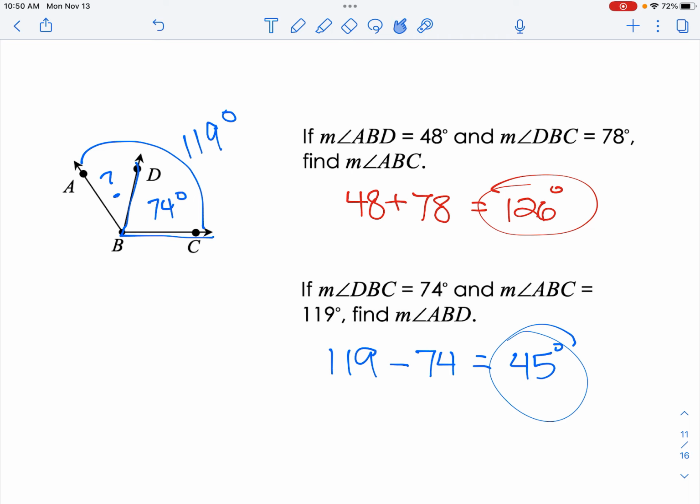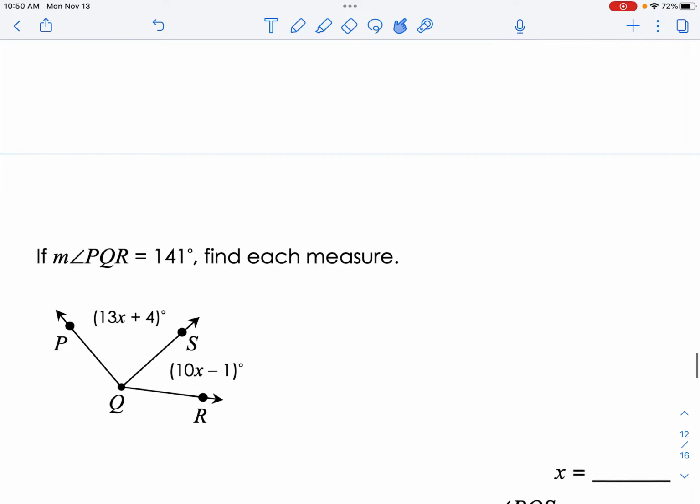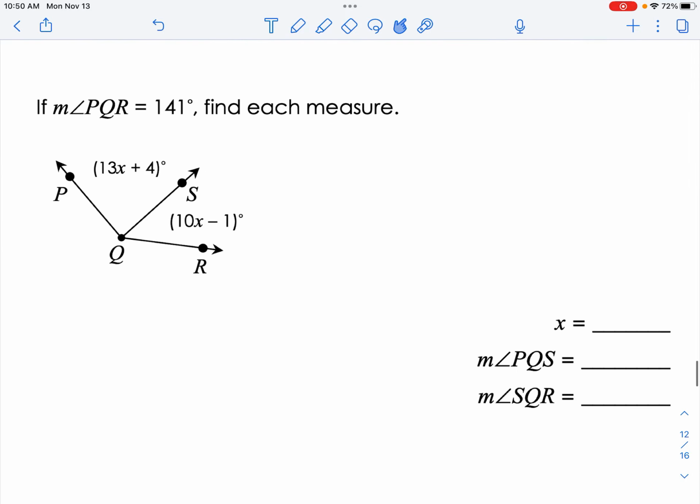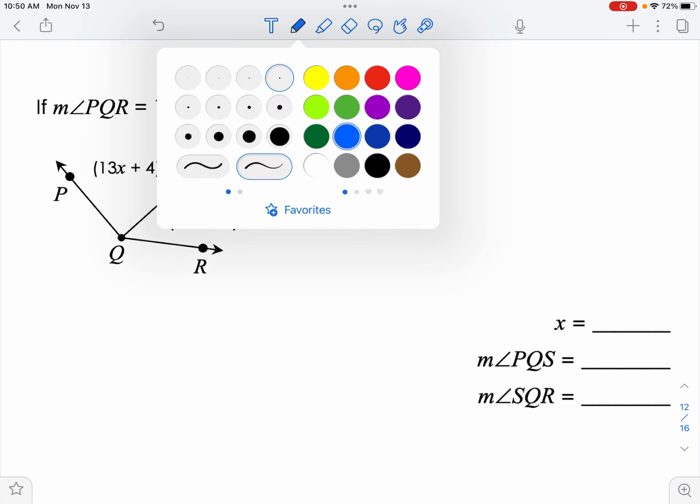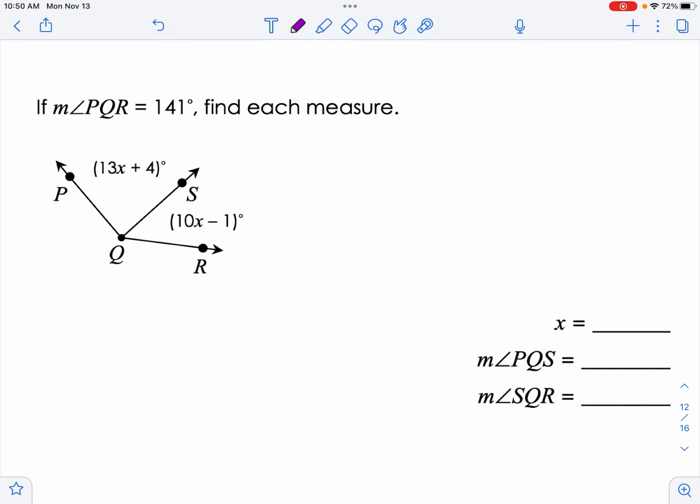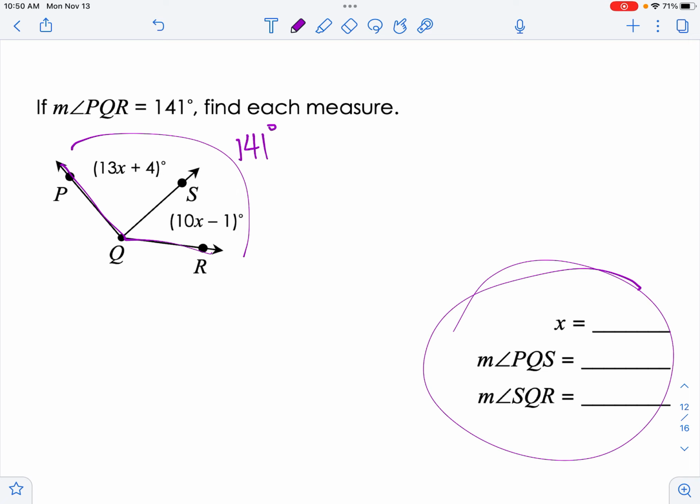So this is the angle addition postulate. And as you might expect, they're going to ramp it up by putting in some algebra to try to confuse you, but the premise is still the same. If your algebra skills are strong, you'll be fine. If not, we're going to practice this a lot, so you'll get better as we go. Let's take a look at this one. It says, if the measure of angle PQR, the whole thing, is 141 degrees, find each of these down here. So we need to know what x is.